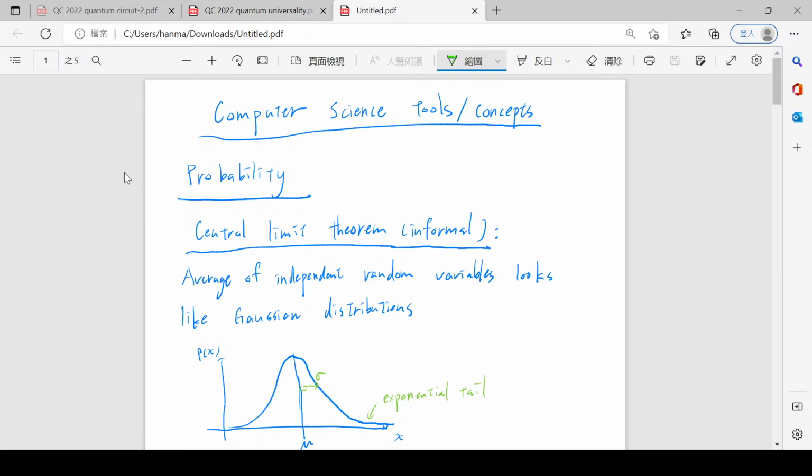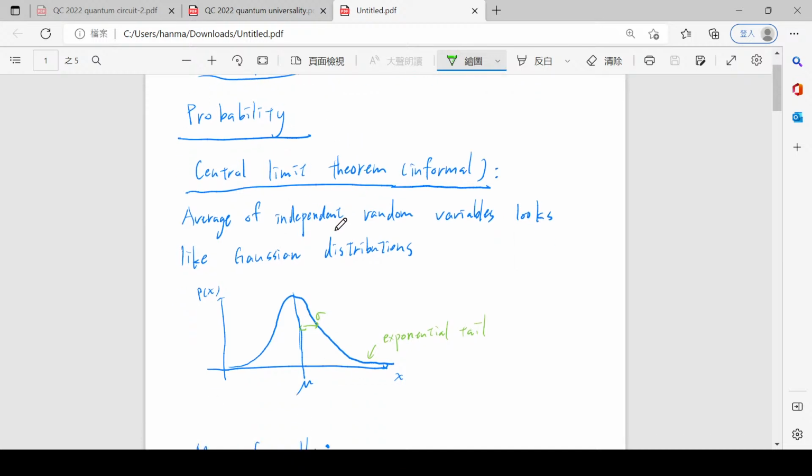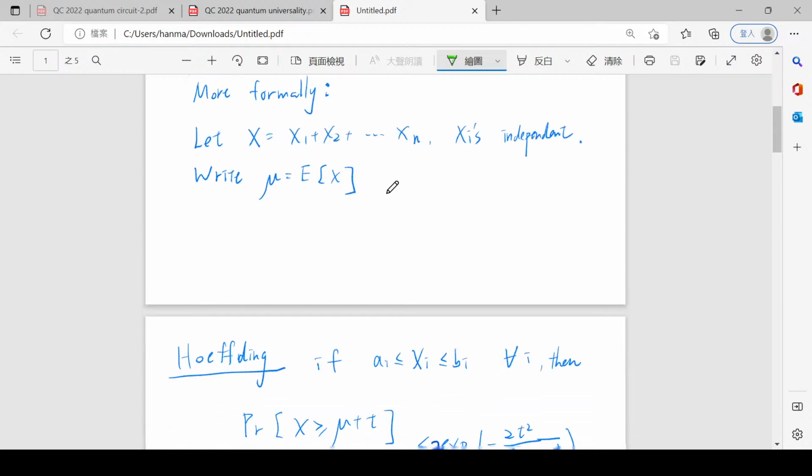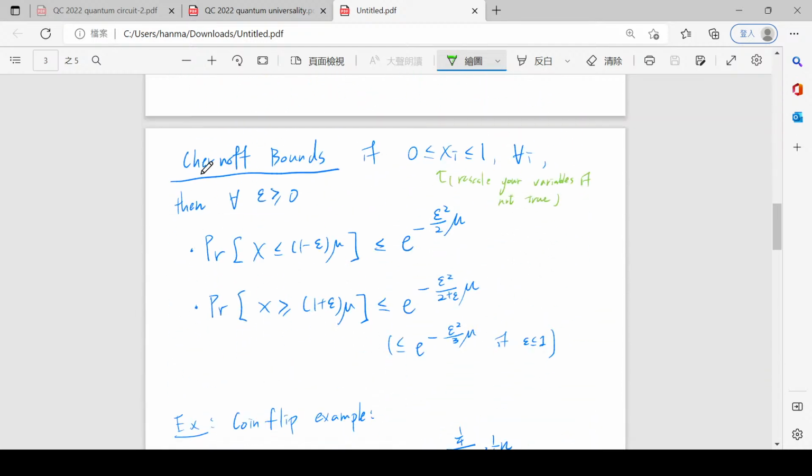And actually I'm kind of curious how necessary those things are. So how many of you actually heard about the central limit theorem? Raise your hand. No? Seriously? How many of you heard about Chernoff bounds? No?